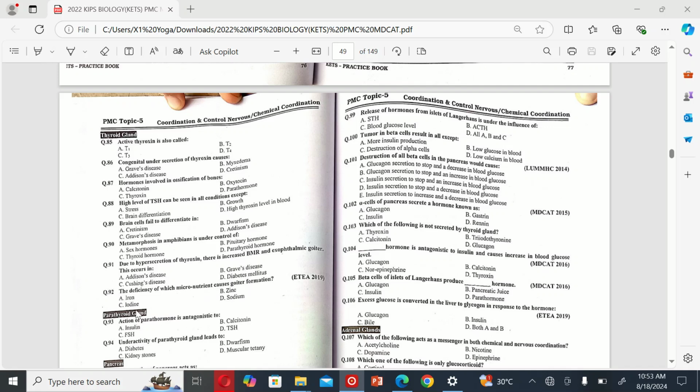The next MCQ is: the deficiency of which micronutrient causes goiter formation? A. Iron, B. Zinc, C. Iodine, and D. Sodium. So the correct option is C. Iodine.